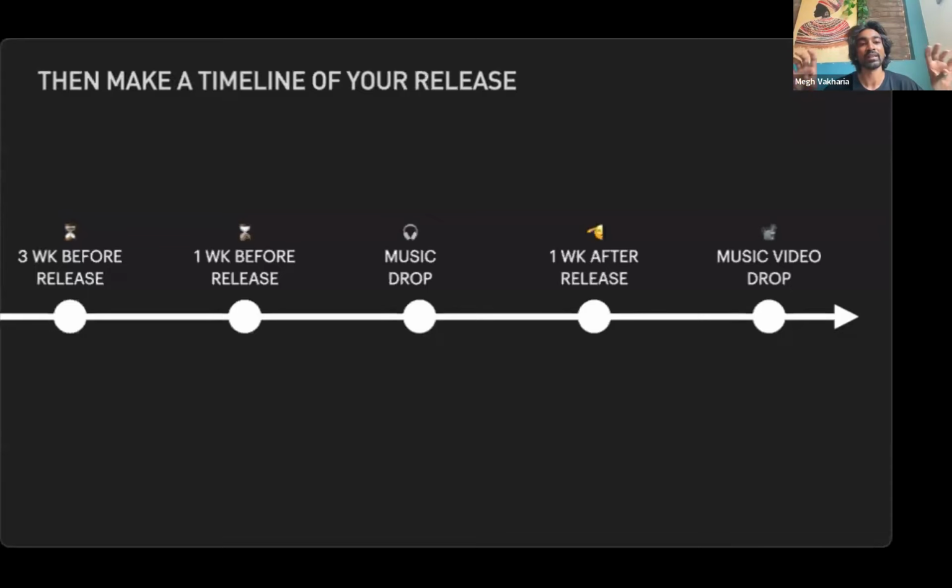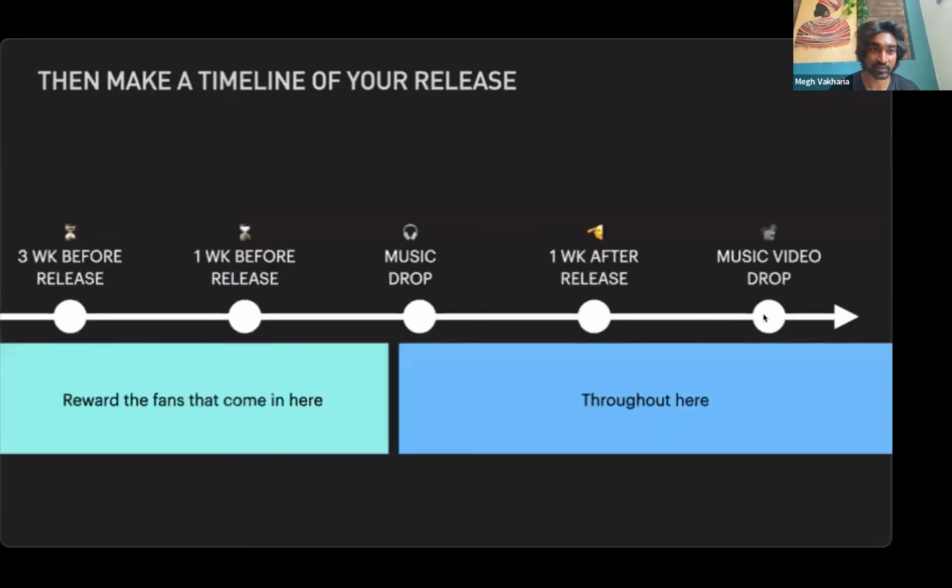And then philosophically, going back to that funnel, this is a playbook I use for every release to make sure I bring fans from potential fans into super fans. It's a very simple strategy. It's literally this, repeated over and over again. You've got to reward the fans that were there early, that felt like they were early, that maybe actually were early, and reward them throughout the release process when everyone else can see that they were rewarded.